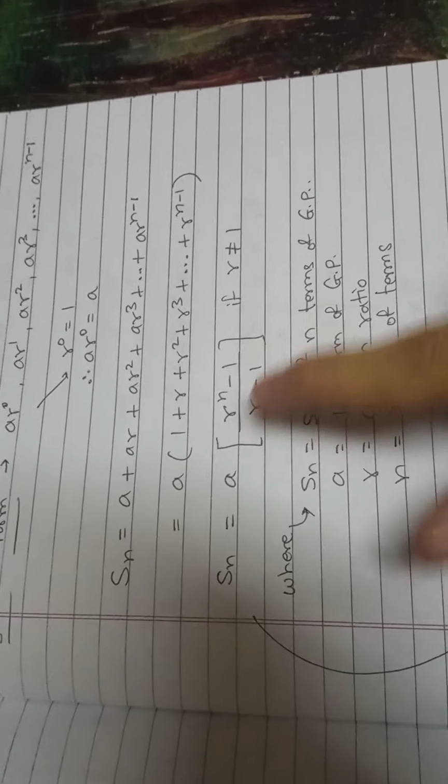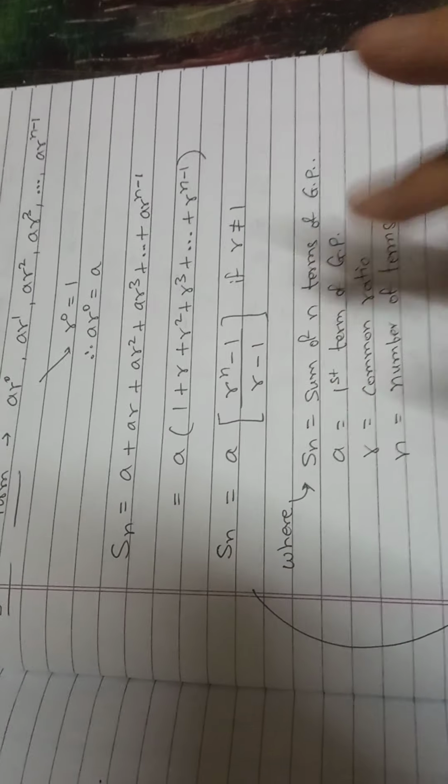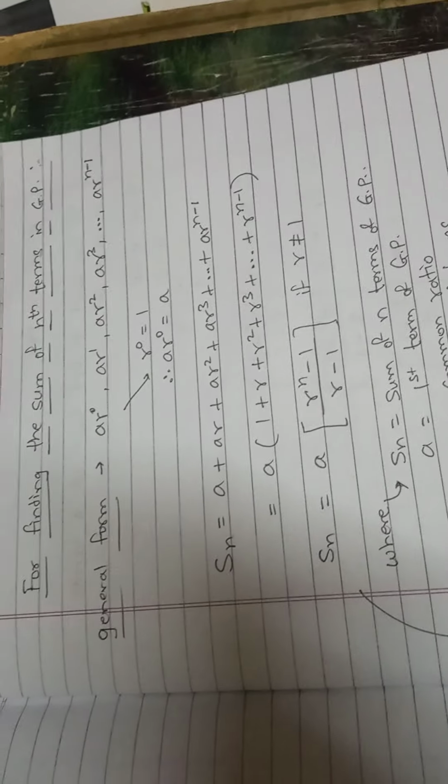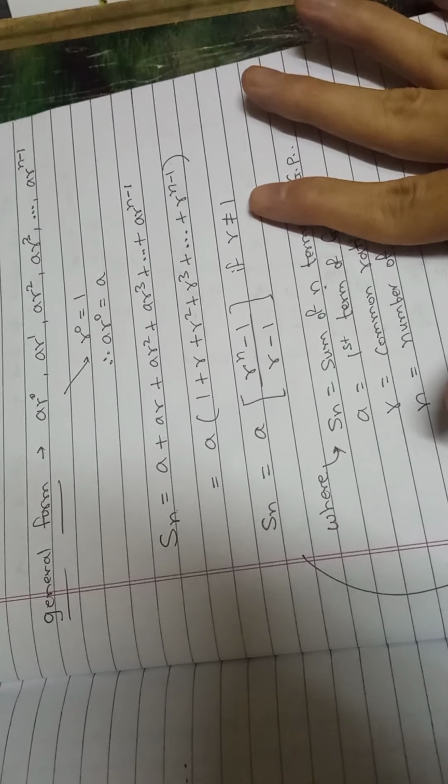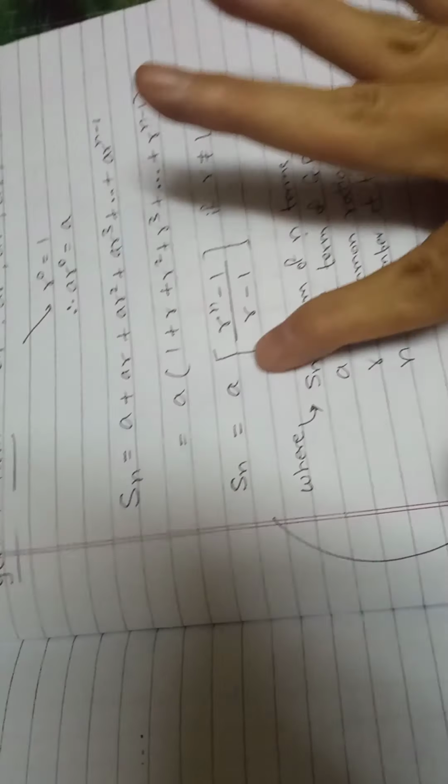Now we are going to understand the summation of n terms using this formula where r is not equal to 1. Okay, this is the main basic general formula.